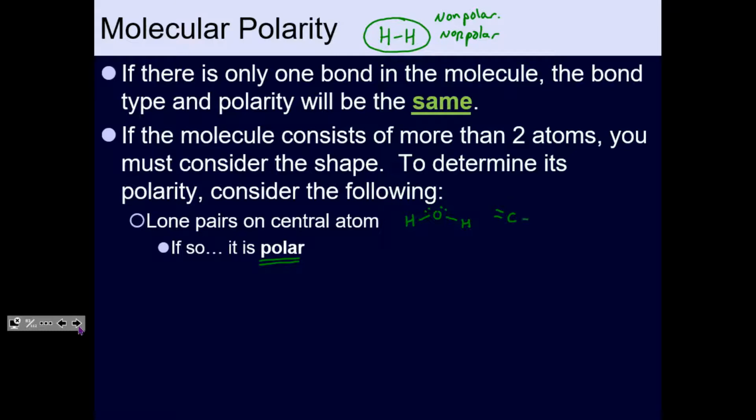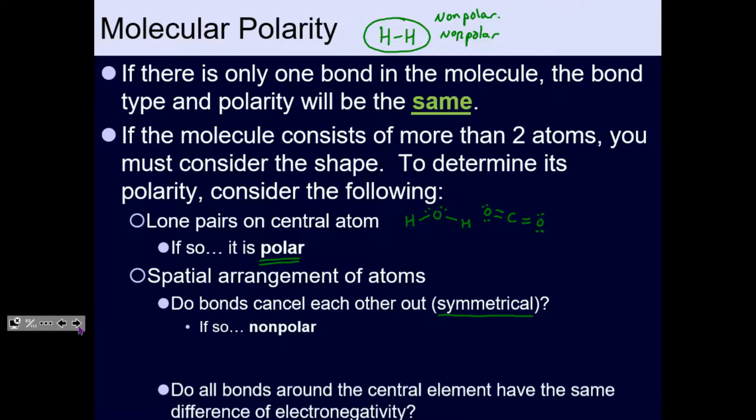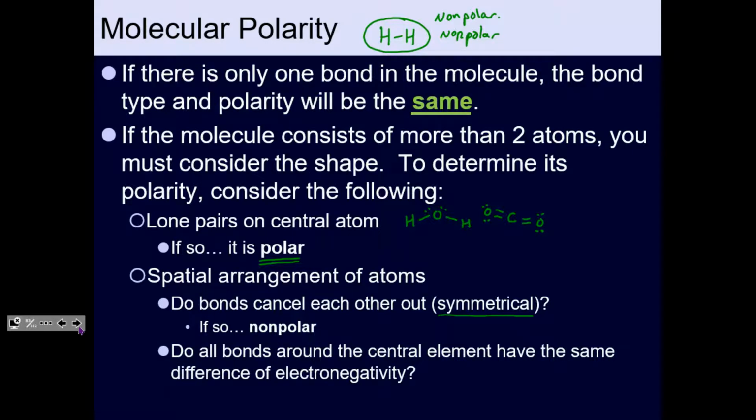And if I look at CO2, there are no lone pairs on the center atom, so it remains a straight and symmetrical molecule. So we also have to look at the spatial arrangement of atoms. If the bonds cancel each other out and there is symmetry, then we're going to have a nonpolar molecule because the dipoles cancel each other out. If all the bonds cancel each other out, we're going to have a nonpolar molecule overall. So I'm going to hop on over to the simulation and look at some of this.